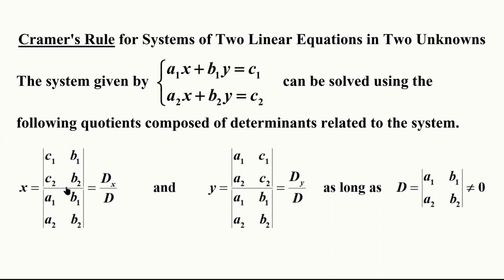For x, what we do is, on the bottom here, we will have a determinant composed of the coefficients from the left side of these two equations. Now it's extremely important that before you apply Cramer's rule, you do put both equations in this format. So with the x and y on one side, constant on the other side, even if the constant is 0.